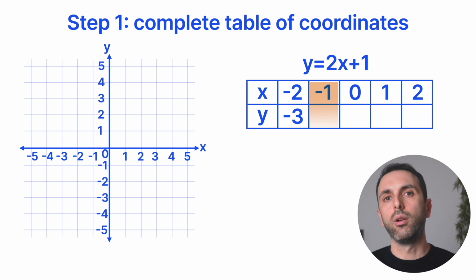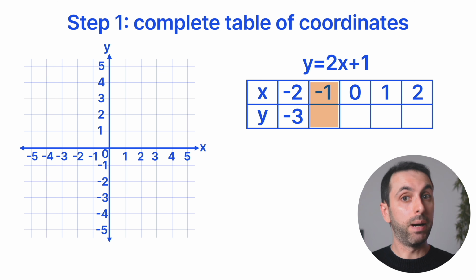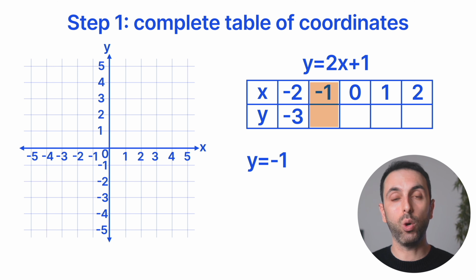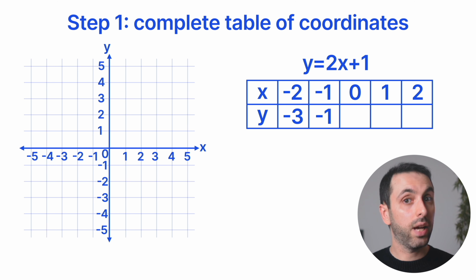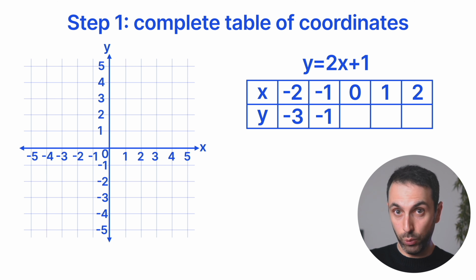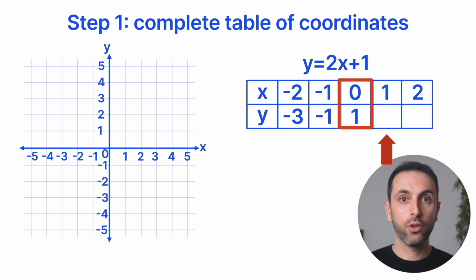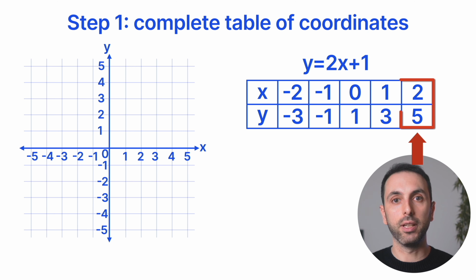Moving to the next column, upon substituting x equals -1 into the equation, we attain y equals 2 times -1 plus 1, which is -1. And to save some of your time here, continuing to work from left to right, in the same manner, the corresponding y values are 1, 3, and 5 respectively.